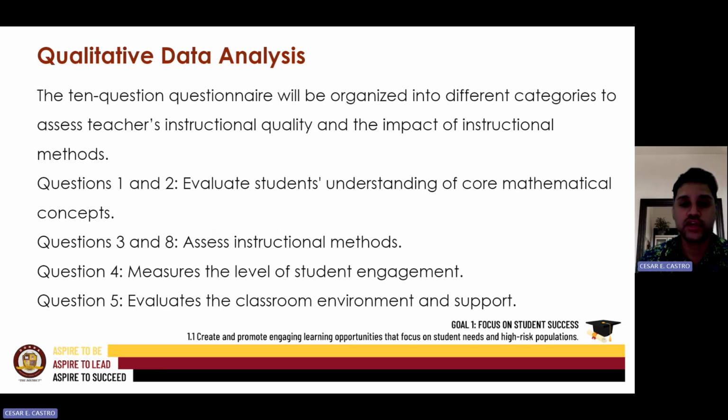Question number 4, measure the level of students' engagement. And question number 5, evaluates the classroom environment and support. So overall, all these 10 questions will provide a better picture of what's happening in the classroom. What is the environment the student has been exposed to, and then we can determine why that environment has fostered students' understandings on those specific concepts.